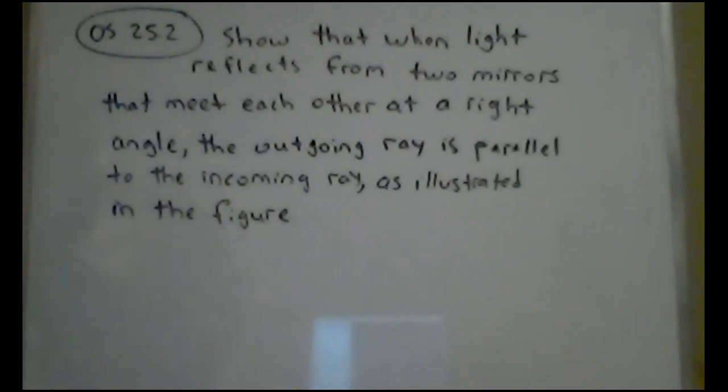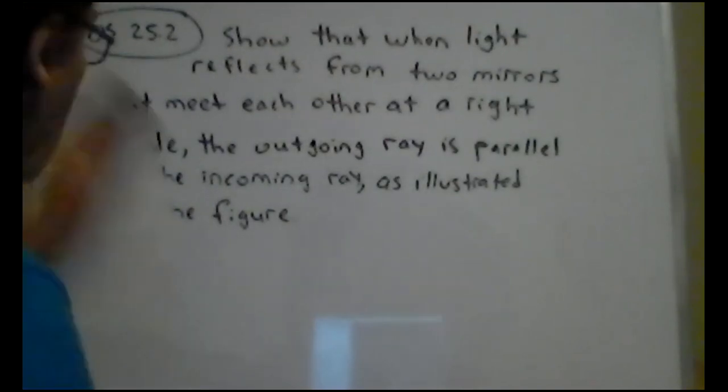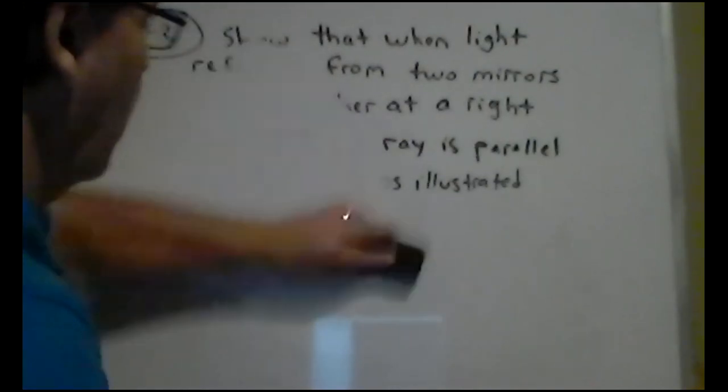All right. So show that when light reflects from two mirrors that meet each other at a right angle, the outgoing ray is parallel to the incoming ray as illustrated in the figure. We're going to work this out purely with geometry. So let me draw a picture, and I'm going to use this picture to solve this problem. We're going to do a little geometry problem. I'll try to make the picture big enough where you can see what's going on.